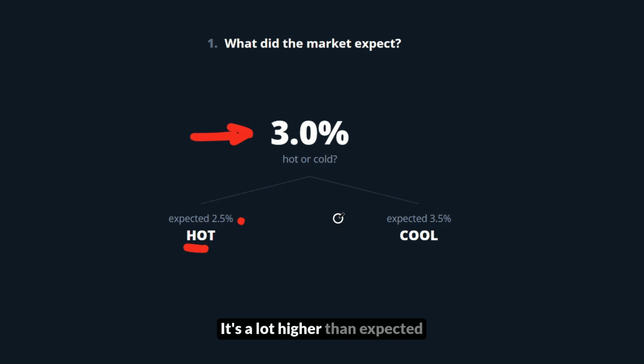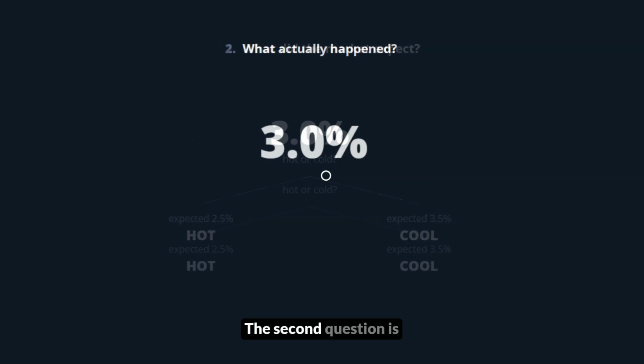It's a lot higher than expected. If they expected 3.5%, then this 3% is relatively cool. It's relatively soft. So the same number, 3% inflation, can be seen in completely opposite ways, depending on where expectations started from. The second question is what actually happened.